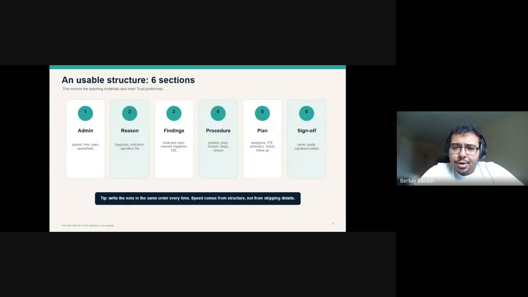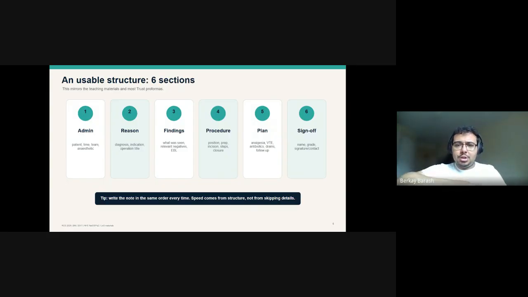You can think about operation notes in six sections. I love sectioning things to be able to memorize them. The first is your admin: just think about the patient, the time, the team. Secondly, you think about the reason why the operation happened. Thirdly, the findings of what you have seen in surgery, in terms of any relevant negatives or estimated blood loss, etc. And what procedure you have done.